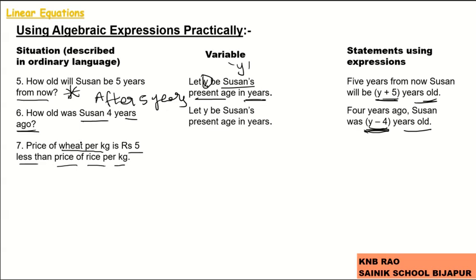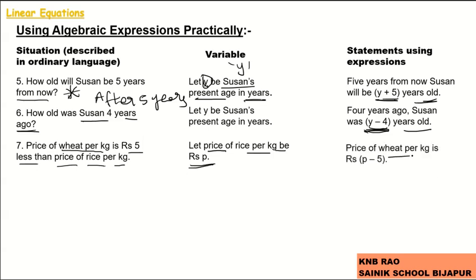Now the cost of wheat depends on the cost of rice. So therefore we have to assume the cost or price of rice per kg as rupees P. Therefore, now the price of wheat per kg becomes, because 5 rupees less, P minus 5 rupees.